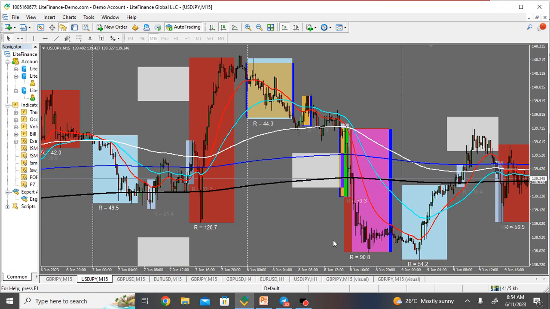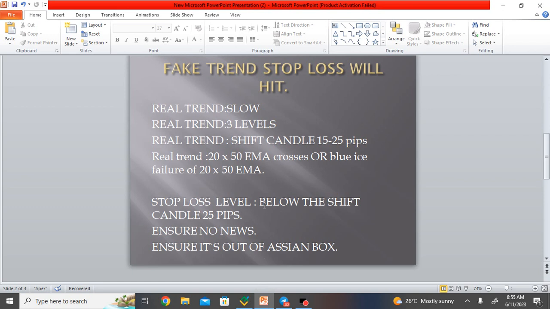You can see right here that during the Asian session, the pip movement was 44.3. During the New York session, the pip movement was 90.8. Then within the London session, it was a 53.3 pip move. So I said the level is 3. How do we count levels?